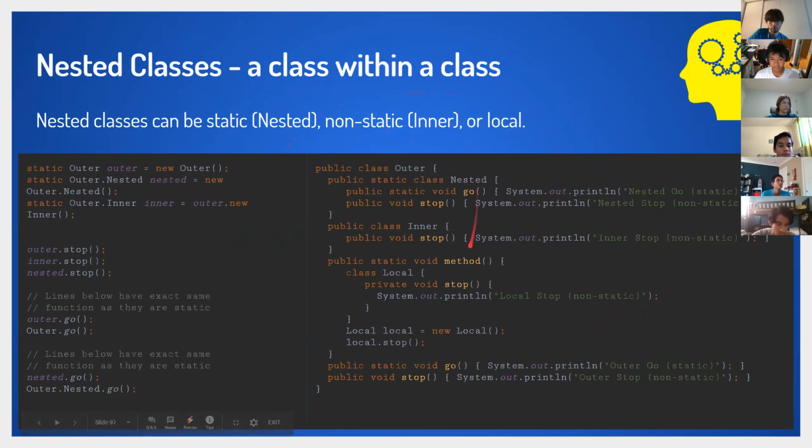And the only difference between these two right now is that one is static and one is not. So the static one is not tied to the instance of Outer, but the inner is tied to the instance of Outer. So Inner is able to access the member variables of an instance of Outer, whereas Nested more or less acts like a normal standalone class.